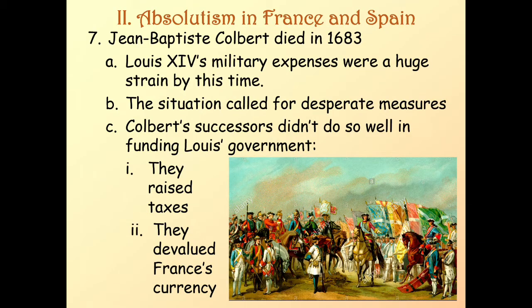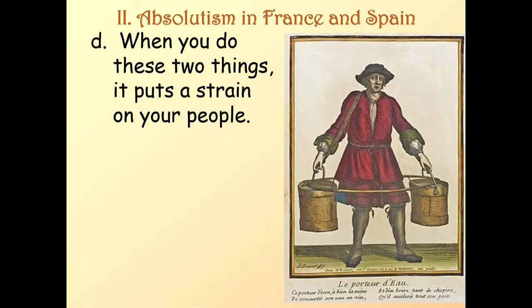Well, Jean-Baptiste Colbert died in 1683. And Louis XIV's military expenses were a huge strain on France and on France's economy by this time. And the situation called for desperate measures. And Colbert's successors did not do so well in funding Louis's government. They did the things that Colbert didn't want to do. They raised taxes. They devalued on purpose France's currency. When you do these two things, it puts a strain on your people.